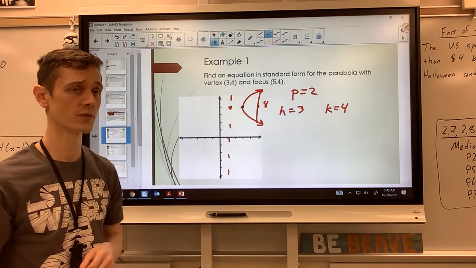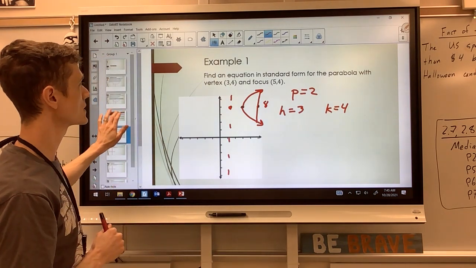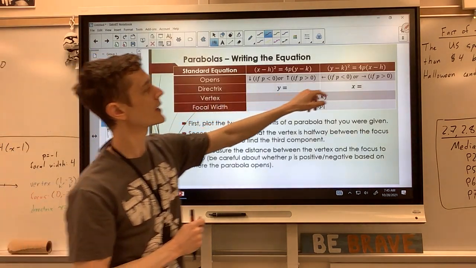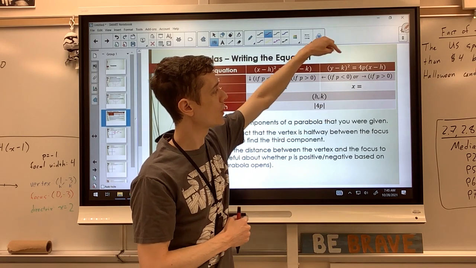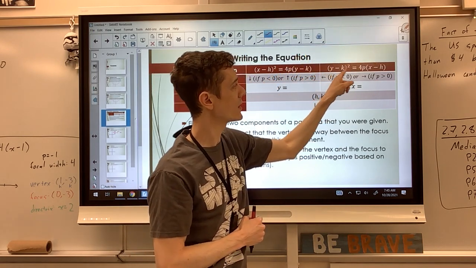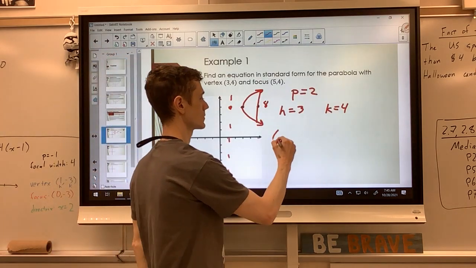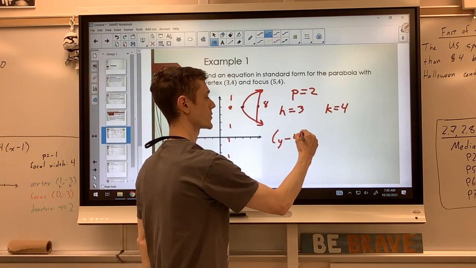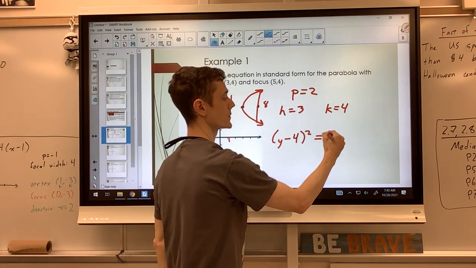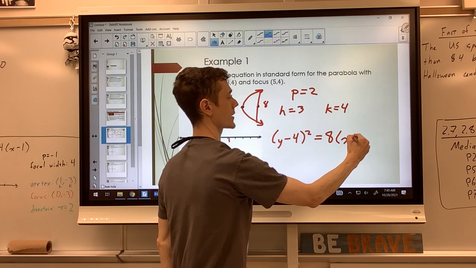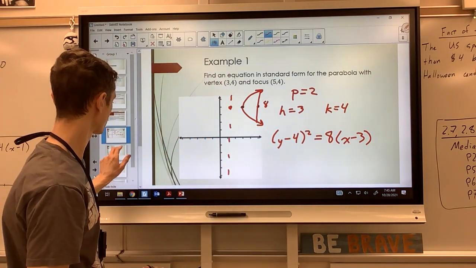So with all three components found, I can now just plug them into the equations, going back to the standard form here. This one is opening to the right, so notice that p should have been a positive number, which is what we had. So I'm just going to plug in the three numbers I found here, here, and here. So it's going to be y minus 4 squared, k always goes with y, equals 4 times p, so 8, and x minus h. So there's my standard form of the first parabola.